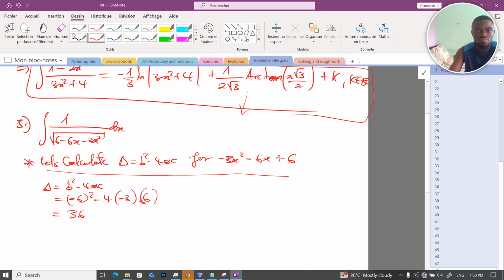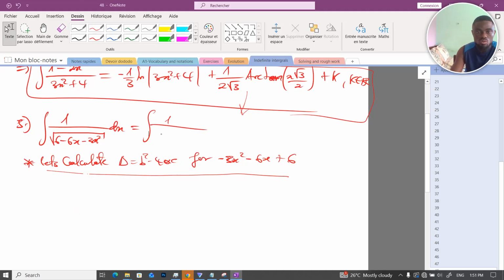Okay, the first thing I'll do here, this is even going too far. The first thing I will do here is what? You see that there is 3 that's common here. So this integral is the same thing as, I'll factorize the 3 because I don't want to deal with big numbers. So this will be equals to 1 all over what?